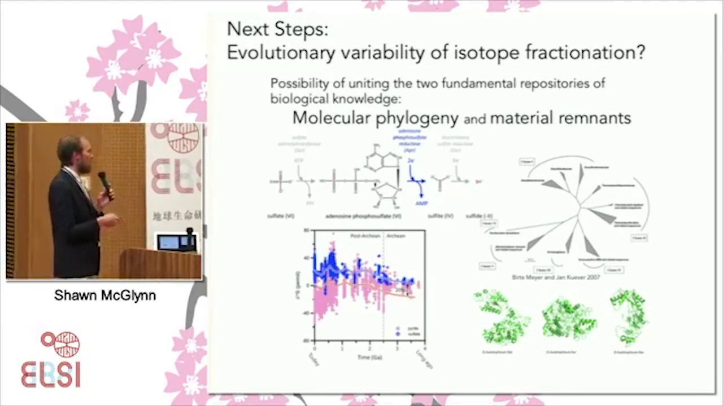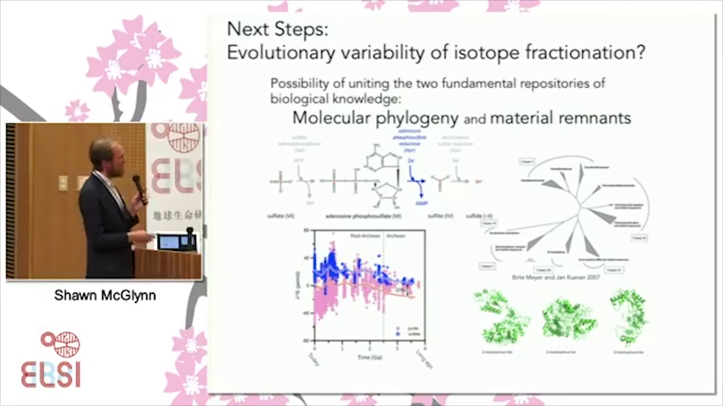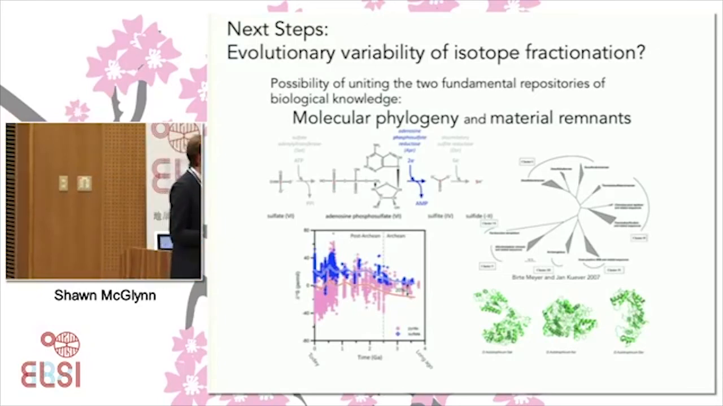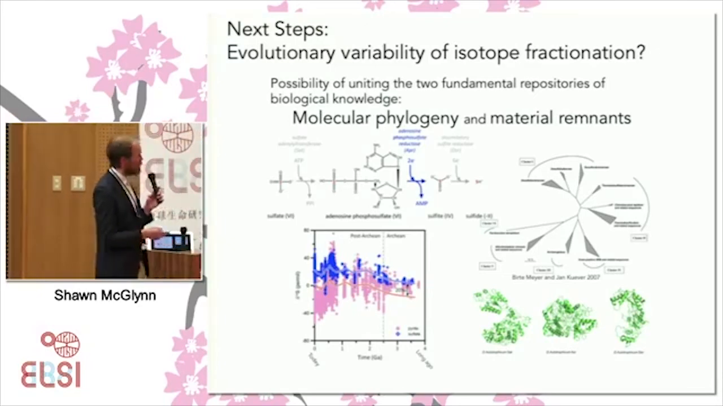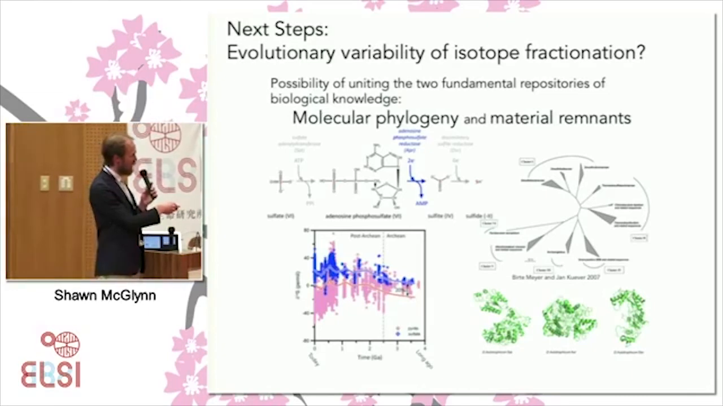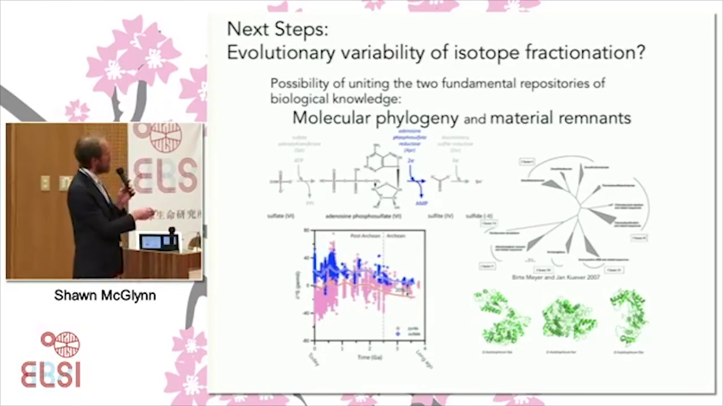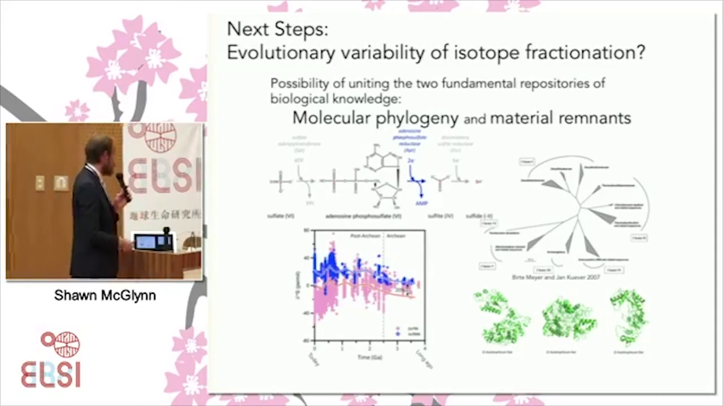And I think this will be a really nice way for us to try to bridge these two biological records that we have on the planet. We have these material records, such as the distribution of isotopes through time, and we also have this molecular biology record. And I think these isotopes might be a nice way to connect these two pieces of information together.